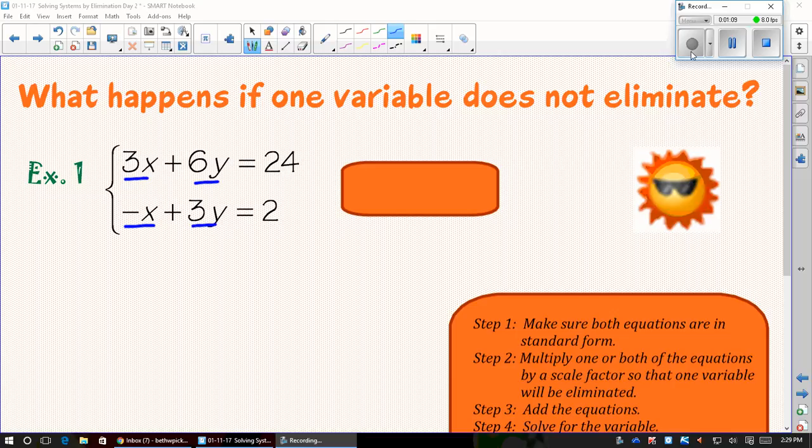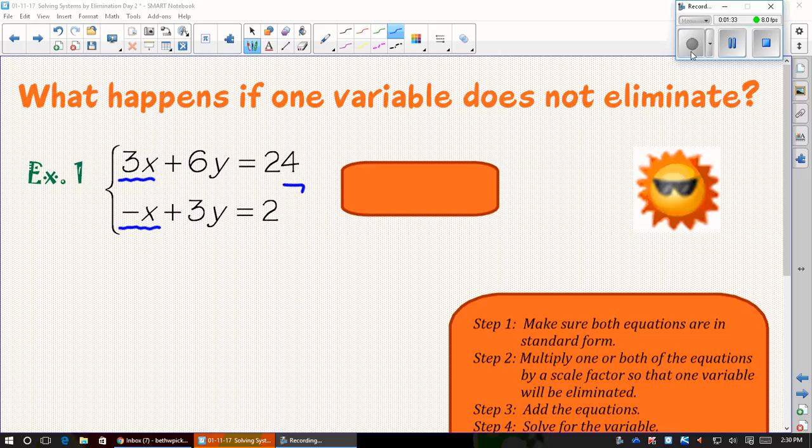So what we're going to do is that step 2, which is to multiply one or both of the equations. Remember, we want one of the variables at least to have opposites. So in this case, either one of them is not too bad, but I'm going to look and say, okay, here I have a 3x. So ideally, I would love to have a negative 3x here so that the x's could get eliminated.